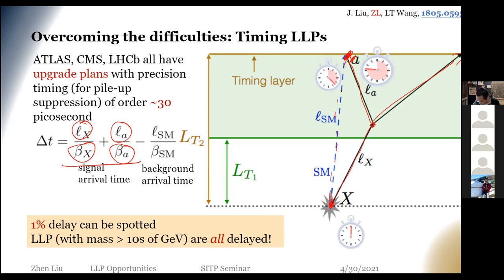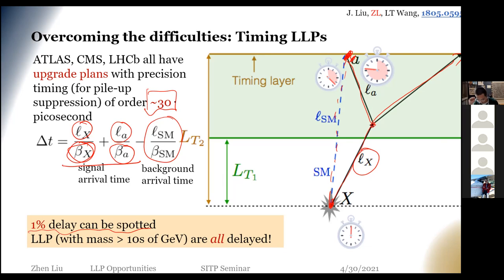Any standard model background which travels directly to this location will follow this line. Obviously, any heavy particle, like tens of GeV, is not traveling at the speed of light. So if you convert our timing resolution to our sensitivity, in principle, what's the maximal beta we are sensitive to? Even a 1% delay, in principle, can be spotted with my detector because I have such a good timing resolution, at least in the future upgrade. So timing is never useful for any prompt particle searches.